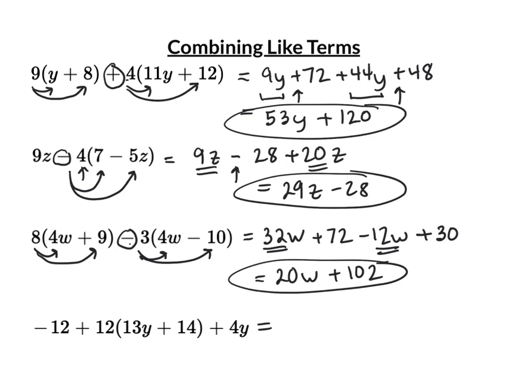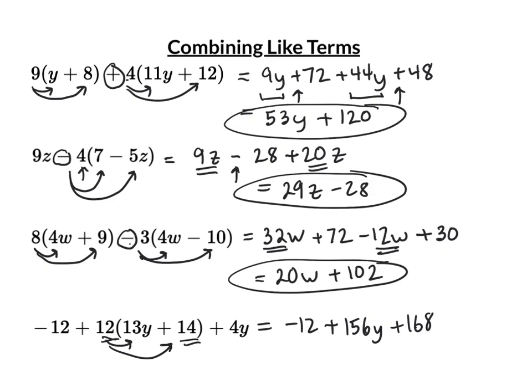Last example. So in this one, we have to take the 12 to what's in the parentheses. So we're going to distribute the 12 to the 13y and the 14. So this is negative 12 that I started with, plus, now I'll take 12 times 13y. We'll get out the handy calculator. 12 times 13 is 156y. And I'll take 12 times 14. That is 168.